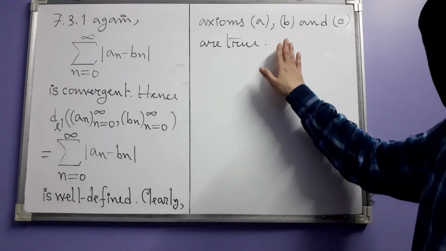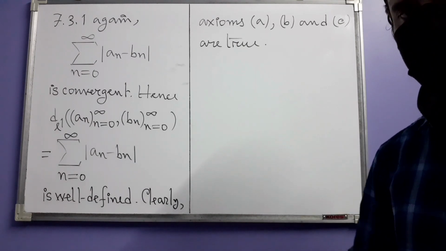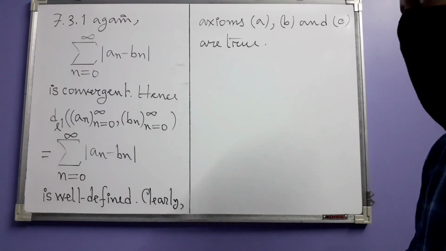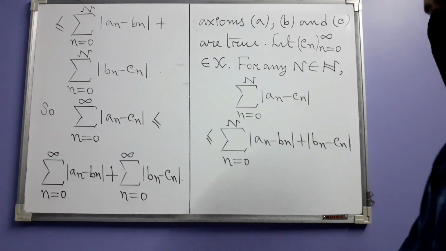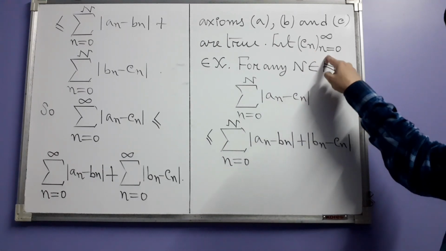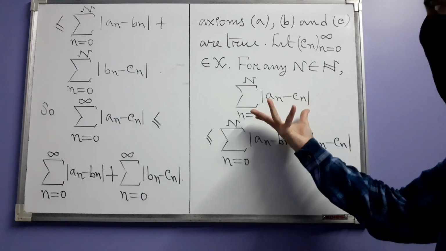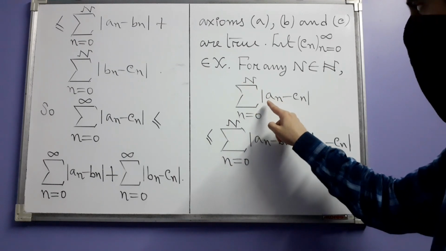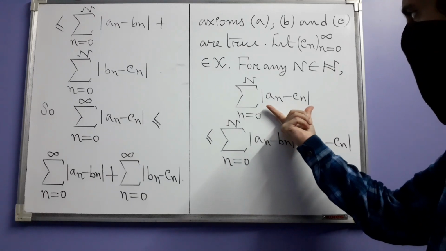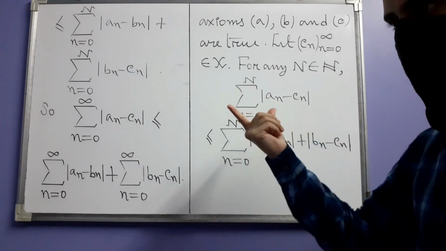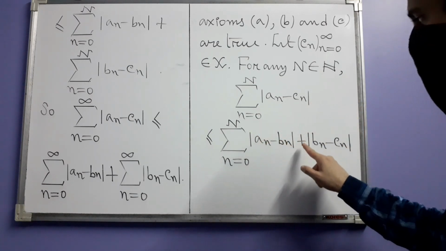So we just have to next show that triangle inequality is also true. Then we can say that okay, dl1 is a legitimate metric on X. For the triangle inequality we need another sequence, that is another element from X. Let cn be such a sequence. Now for any natural number N, we consider this finite series, summation of mod an minus cn as n goes from 0 to N. By triangle inequality, this real number is less than or equal to mod an minus bn plus bn minus cn.